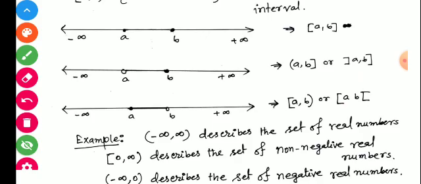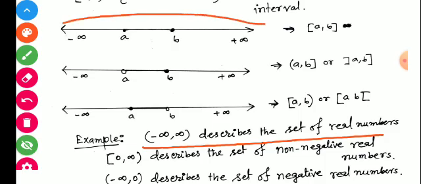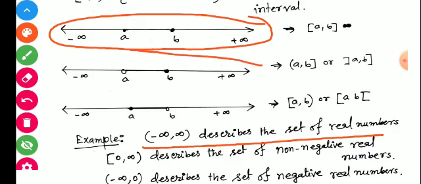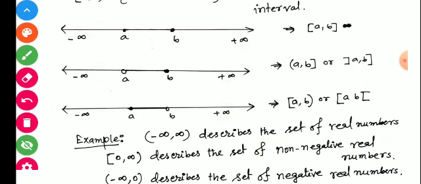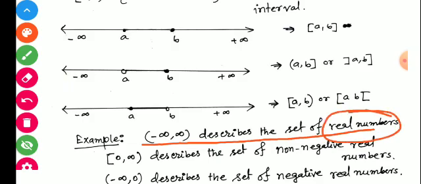Now, examples of subsets of the real numbers. Minus infinity to infinity describes the set of real numbers. You will see that in all the number lines we have represented minus infinity to plus infinity. So minus infinity to plus infinity describes all the real numbers.